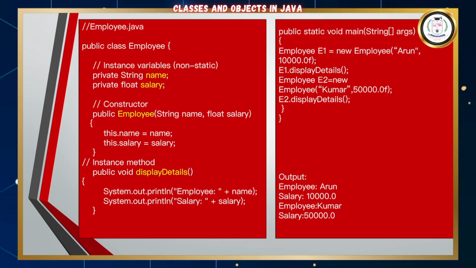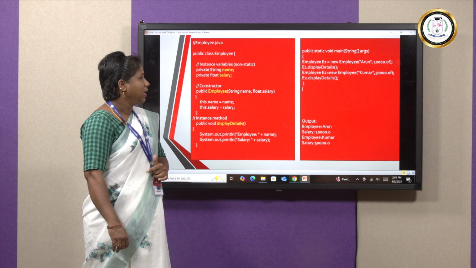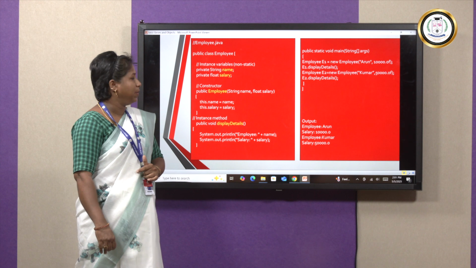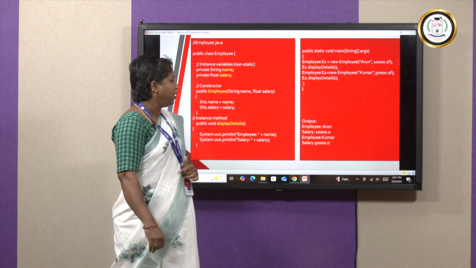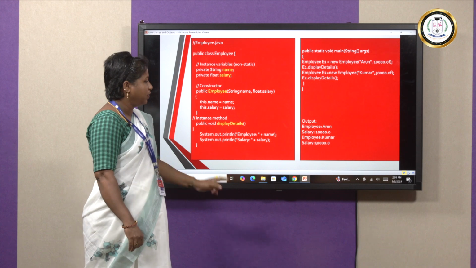Inside the void main I create the objects, where I always have to create an object inside the main function, using the new operator as we already saw. Here I have created two employees, e1 and e2, employee 1 and employee 2, and I saved their details as Arun with a salary of 10k and Kumar with 50k, which is a floating point value, so I mentioned it as 0.0f. The output of this program will be displayed using the display method as shown in this figure.